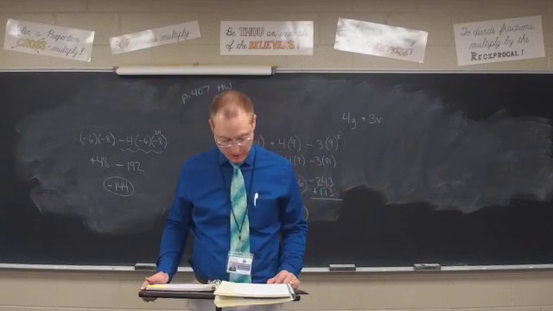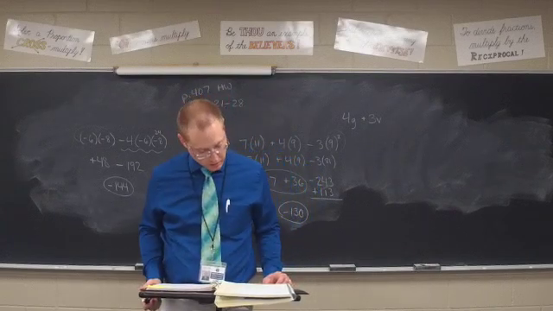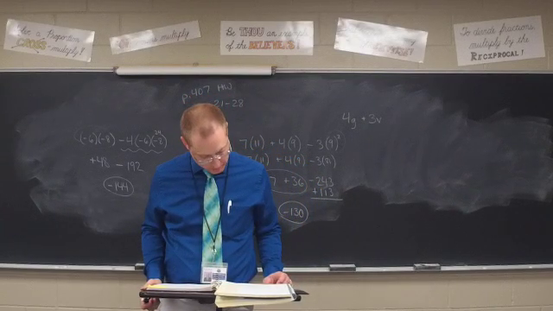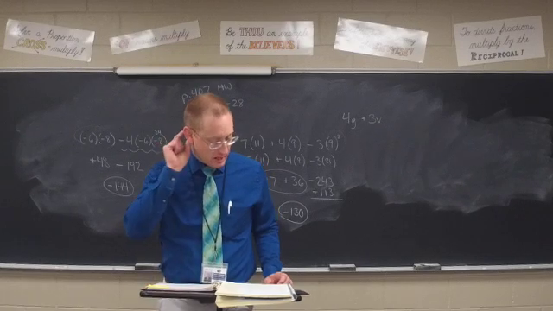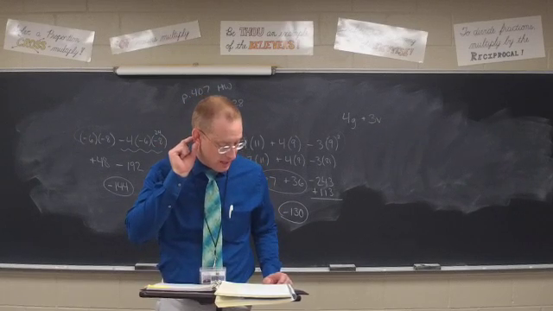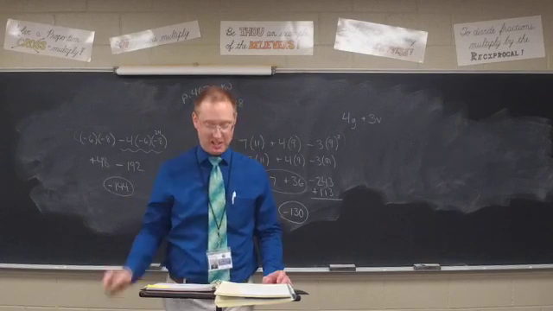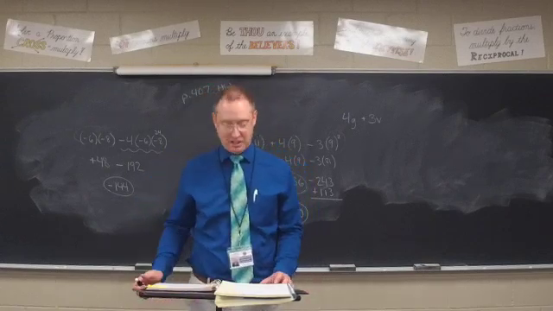Number 27, Bryson. 19c squared and 4c. Say that last part again. 4c. Positive or negative? Oh, positive. Positive, because we keep the sign of the greater. So 19c squared, positive 4c.